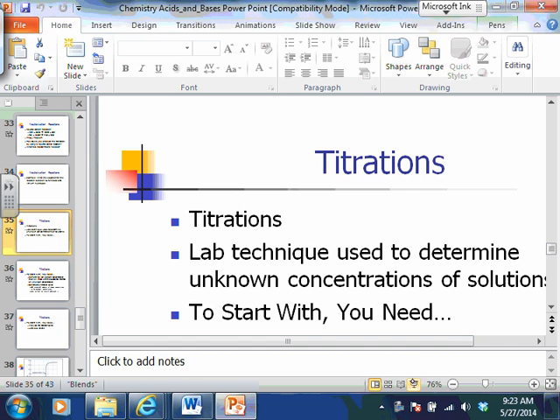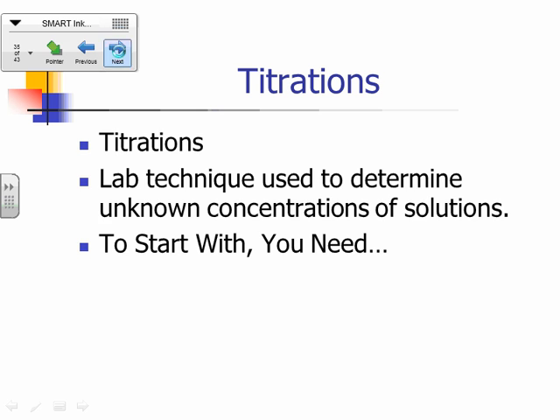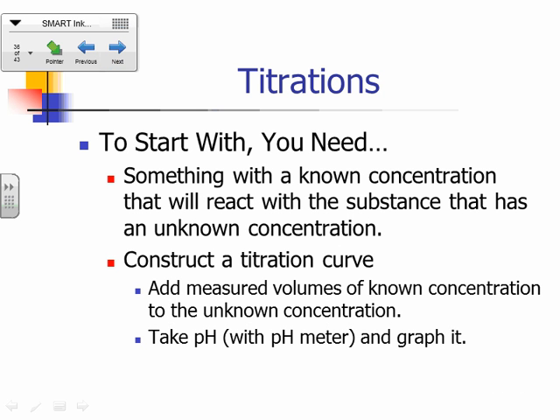Okay. So titrations, again, sorry, to get back to where we were here. You're going to need something that has a known concentration that will react with it. So what we're going to use is something that we know the concentration of. We're going to add that to our unknown, and then based on how much we have to add, we can figure out what the concentration of our unknown actually is. Then we're going to construct something called the titration curve. You guys are going to get practice with this tomorrow. You're going to add measured volumes of known concentration to the unknown, and then you're going to take the pH and graph it.